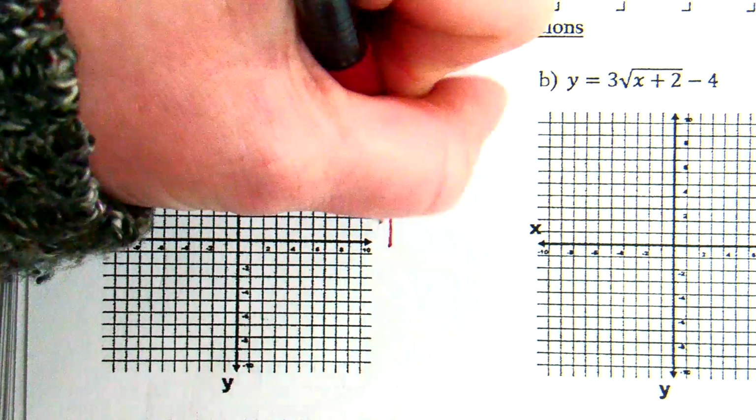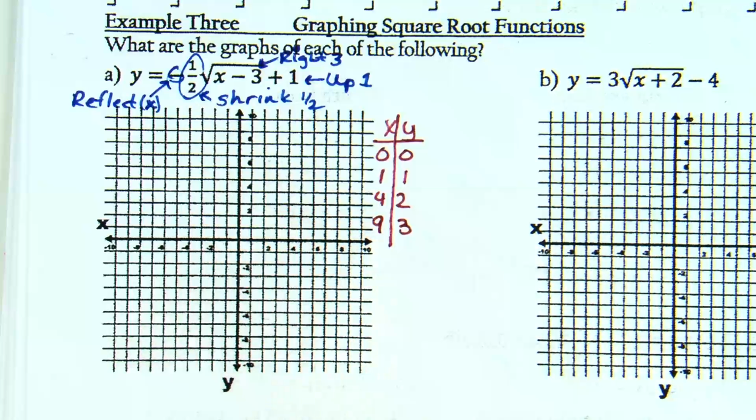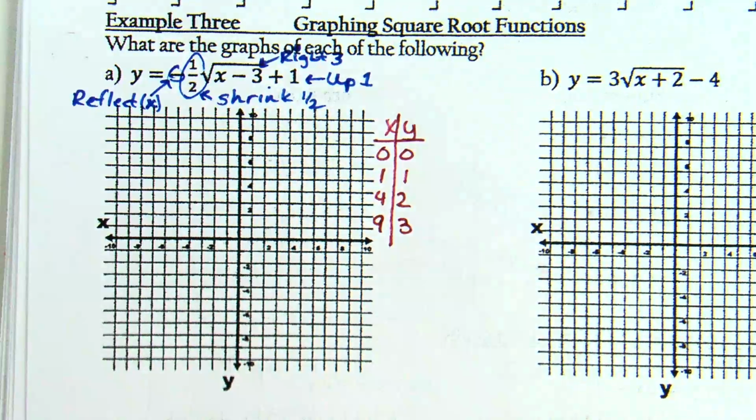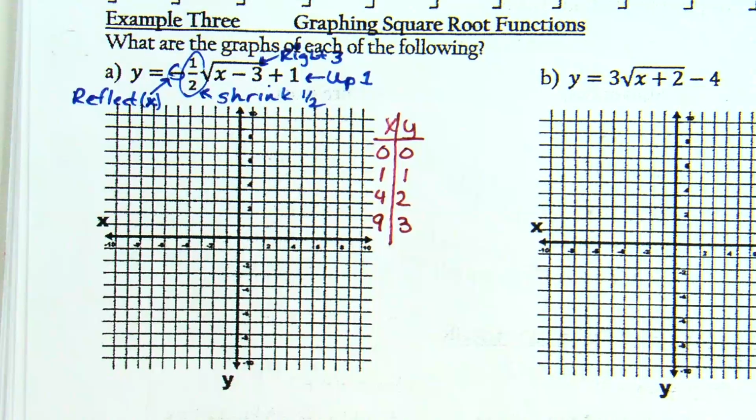Okay, 0, 0, 1, 1, 4, 2, 9, 3. That's just basic square root of x numbers. Okay, my recommendation of a way we can do this is that we need to take each of those y values and multiply them by 1/2.